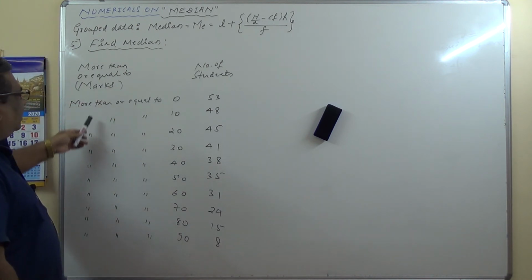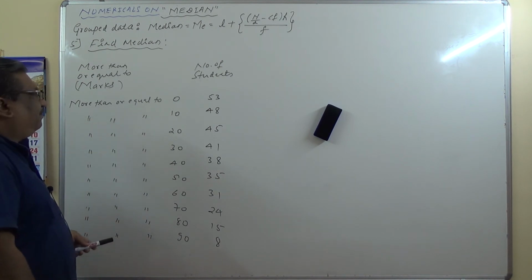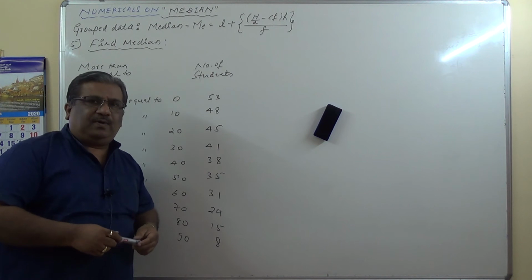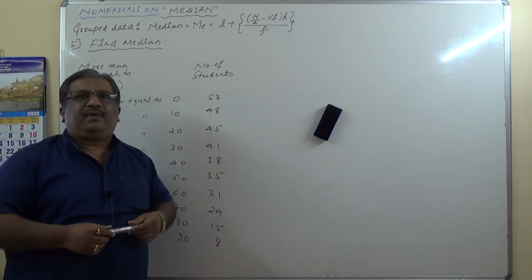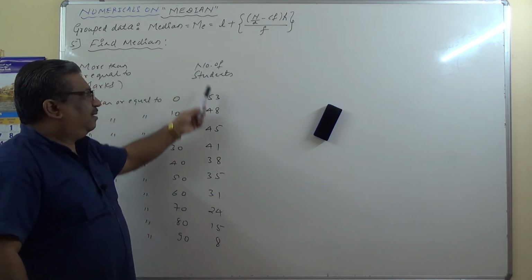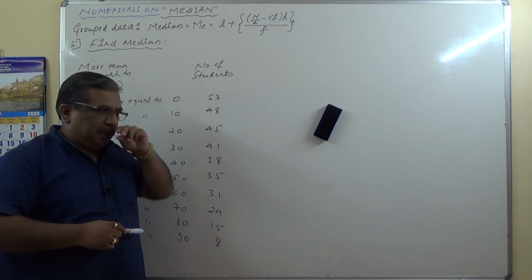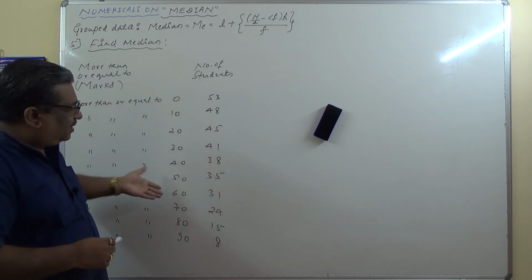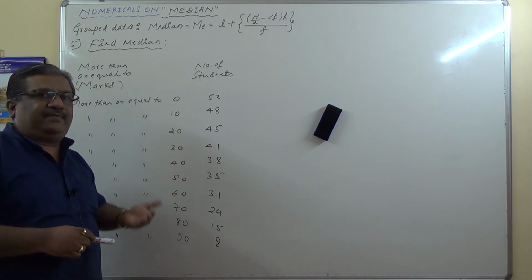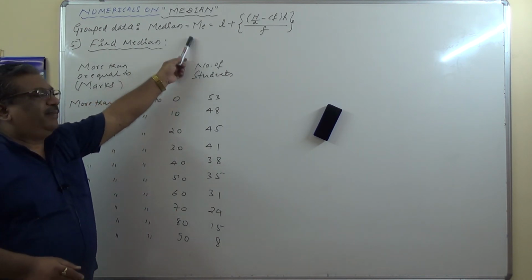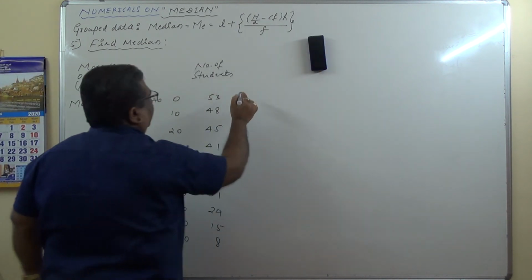The marks obtained have been given in the form of a more than or equal to series. Whenever a more than or equal to or less than or equal to series is given to you, you must understand that the number of students given is nothing but the cumulative frequency. But again, as I said, we need to convert this data into class intervals, frequency and cumulative frequency in order to find out the median. So let us do that now.